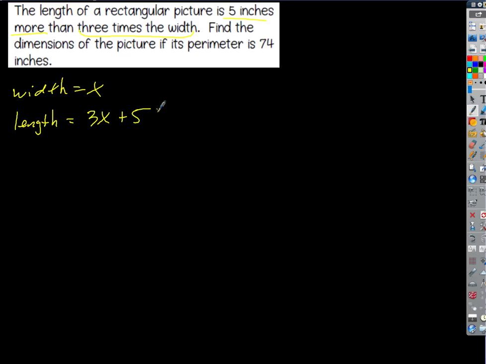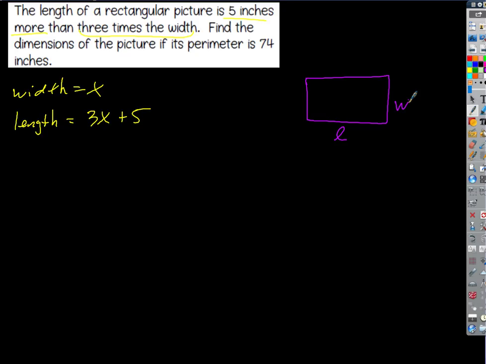Now what about perimeter? This takes us back to geometry. What's the perimeter of a rectangle equal to? How do we find it? All the way around it, right? So if we've got a rectangle up here, and for now, let's just call this the length and the width, right? Just in general, what is the perimeter in terms of the length and the width of the rectangle?